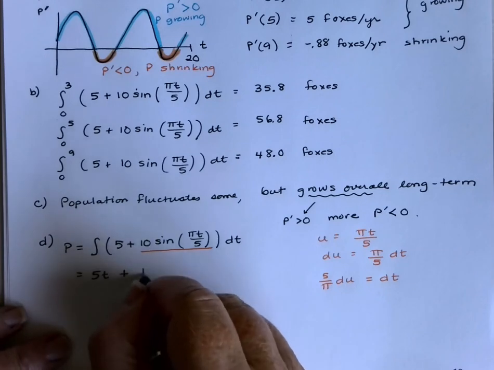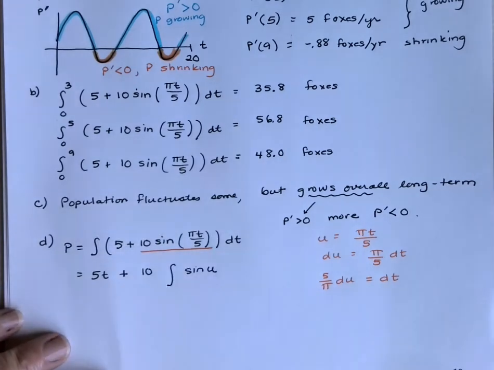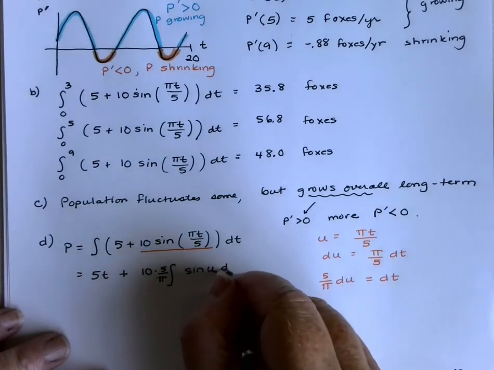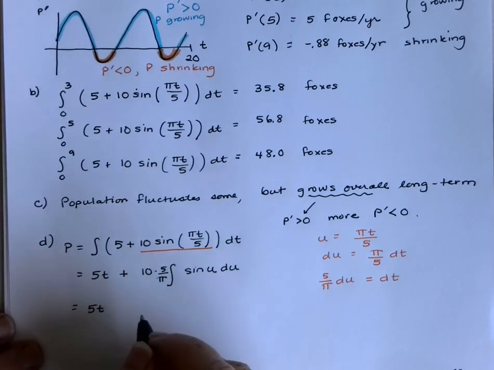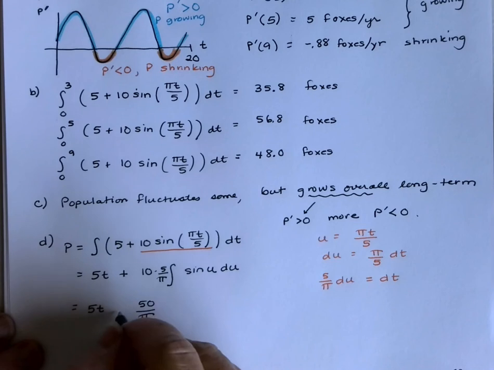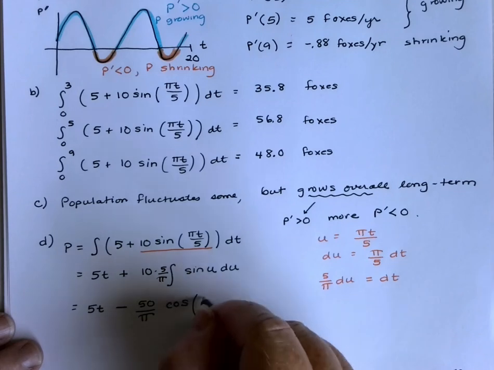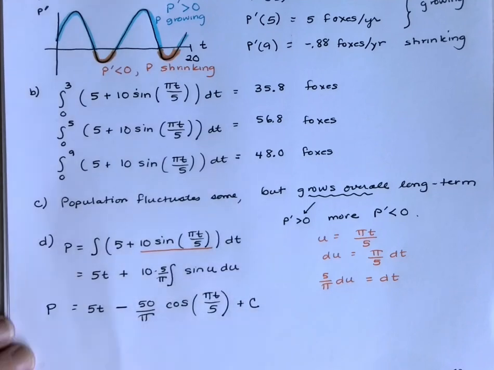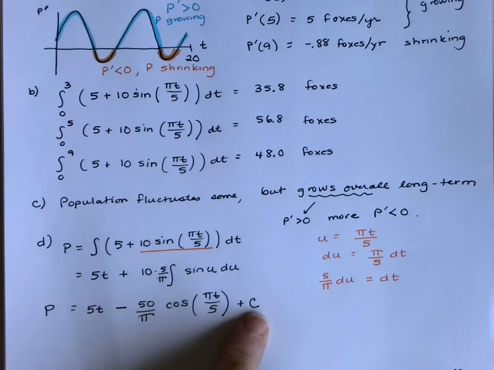So I'm going to pull the 10 out here, and then I'll have the integral of sine u, and then the dt becomes 5 over pi du. That's going to become 50 over pi, and the integral of sine is actually negative cosine, and it'll be the cosine of u, which is pi t over 5. So there's my population equation, but I still need to solve for the c value.